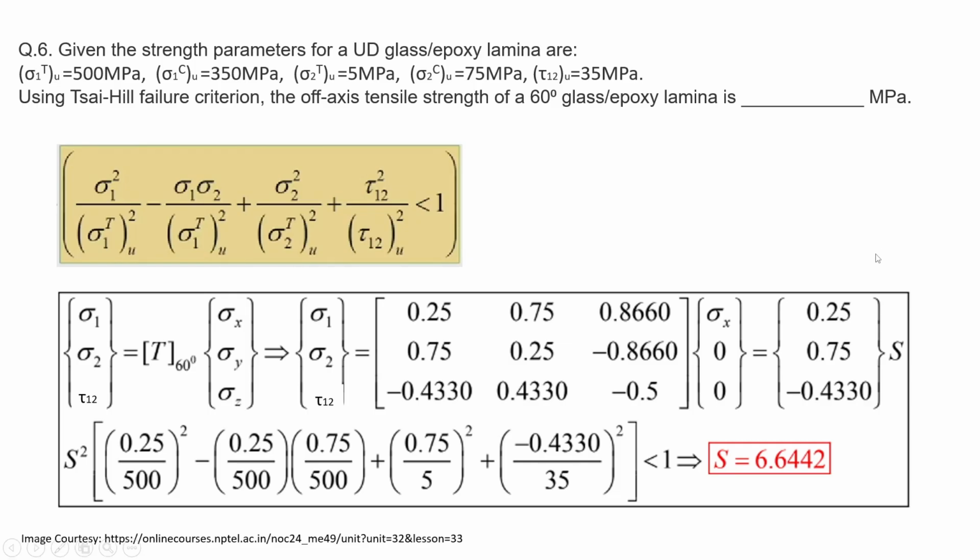So for Tsai-Hill failure criteria, the equation is given. Sir already taught this equation. So we have to put the values in this equation and consider it less than 1. Suppose here we have to find the off-axis tensile strength, that is sigma x. We will consider the value of sigma x as S, and all the other values, that is sigma y and tau xy, as equal to 0.